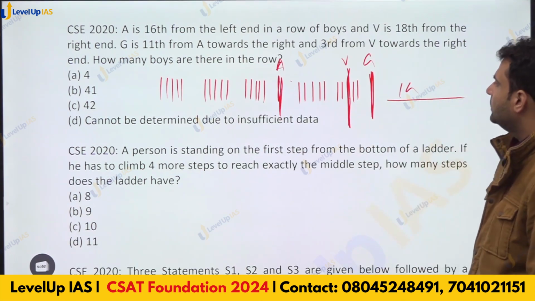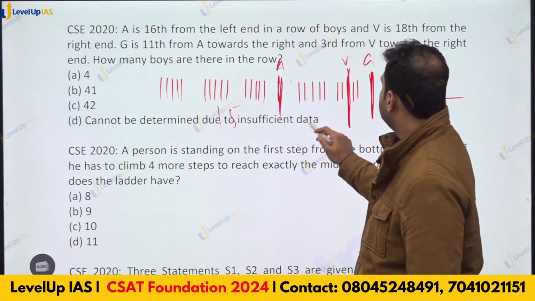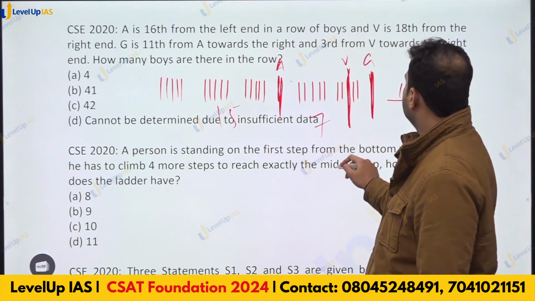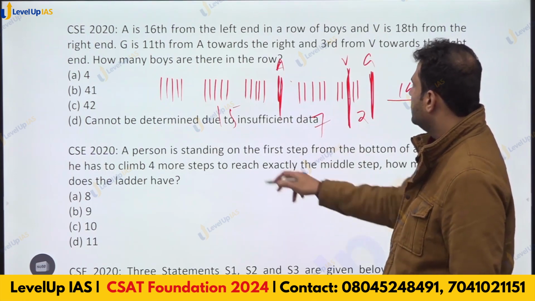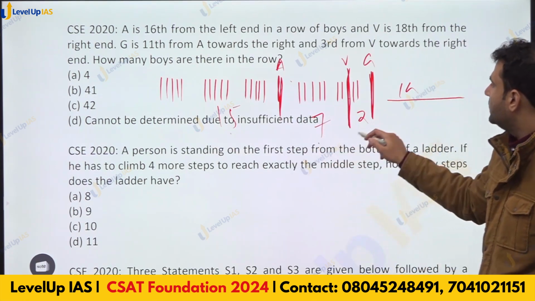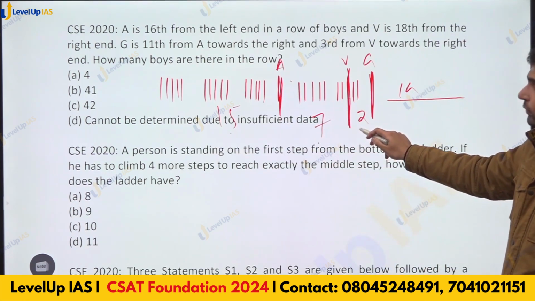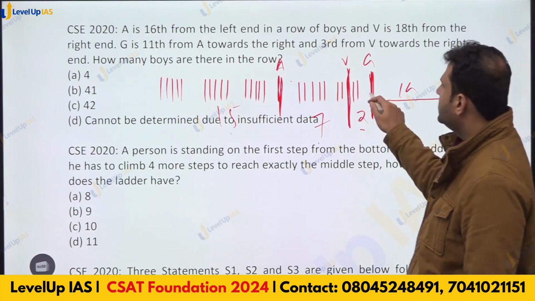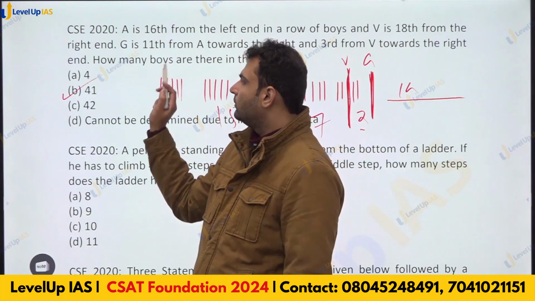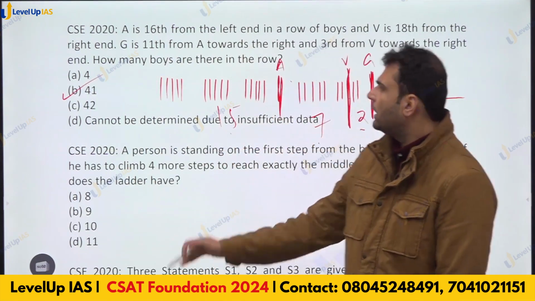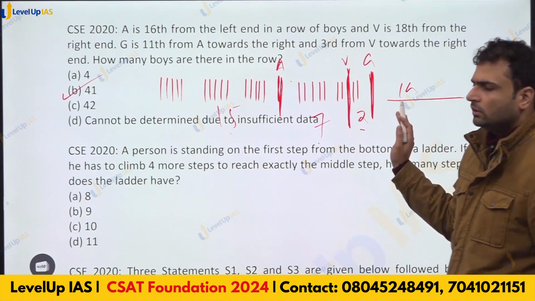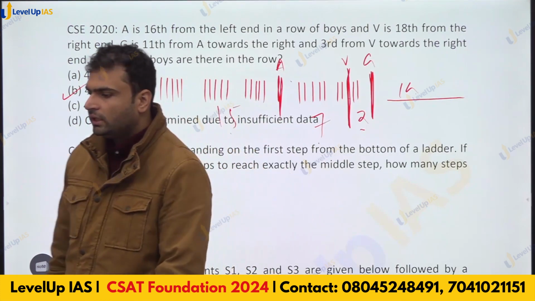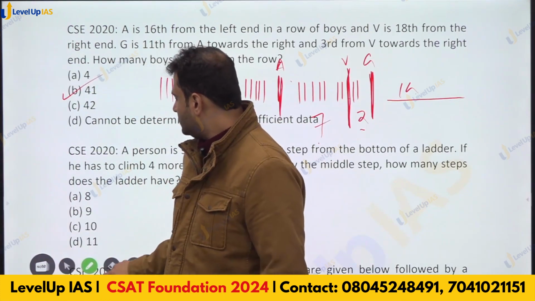How many boys are in the row? So these are 15. This is 5 plus 2, 7. This is 2 and this is 3. 15 plus 7, 22. 22 plus 2, 24. Plus 14 is 38. 38 plus these 3 people. So 41 is the answer. Absolutely manual calculation. Anyone can definitely do it.